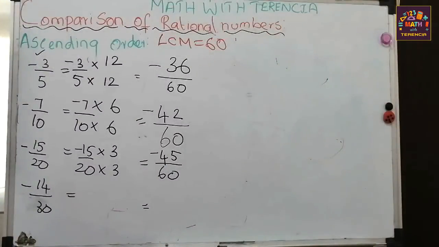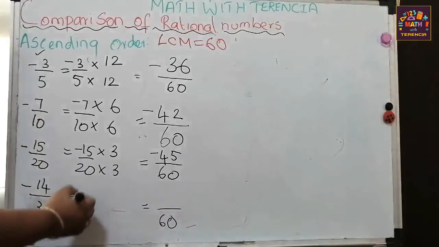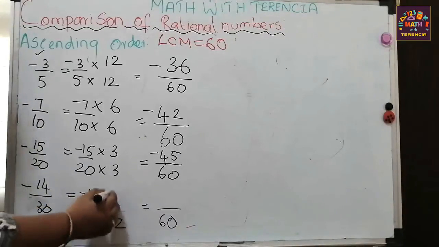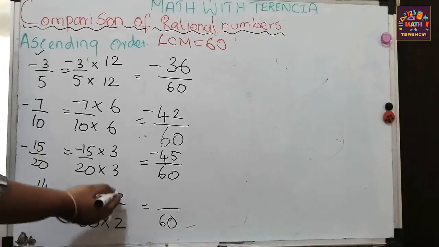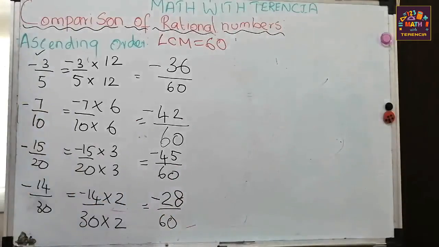And then the last number is minus 14 by 30. I need to change it to the denominator 60. When I multiply by 2, I will get 30 times 2 is 60. So here also, minus 14 times 2 is minus 28. Now it's time for us to check which is the smallest and arrange in ascending order.